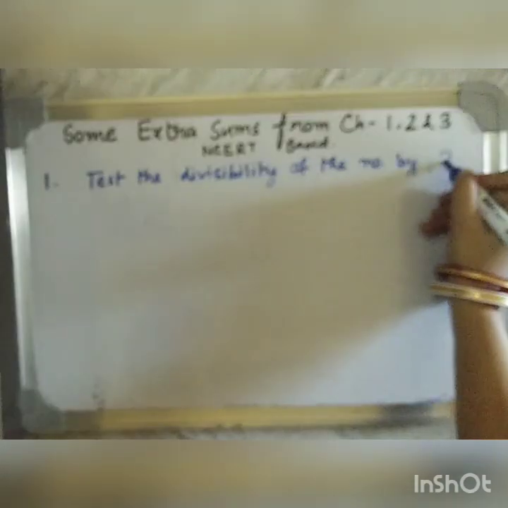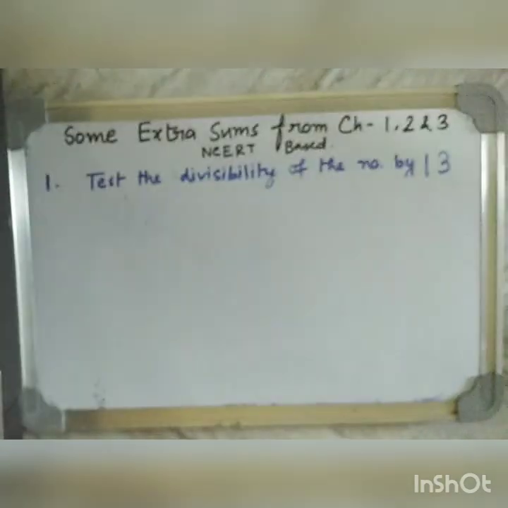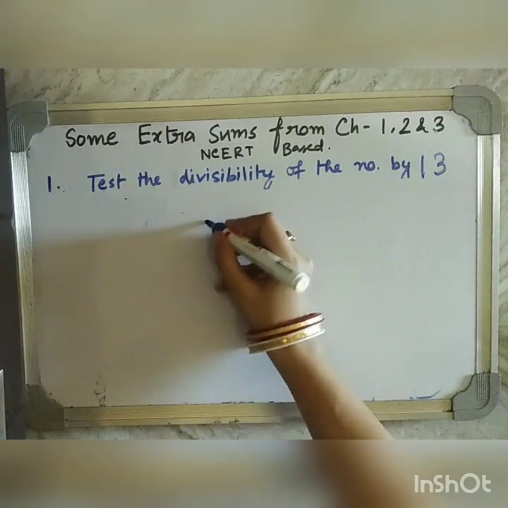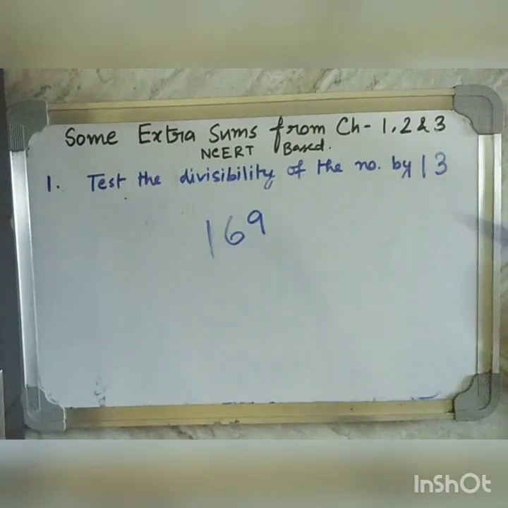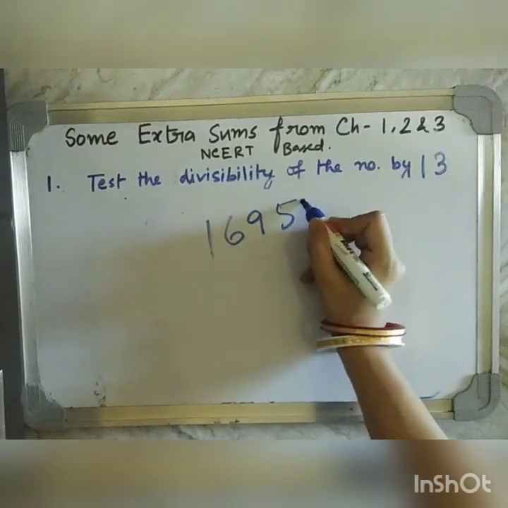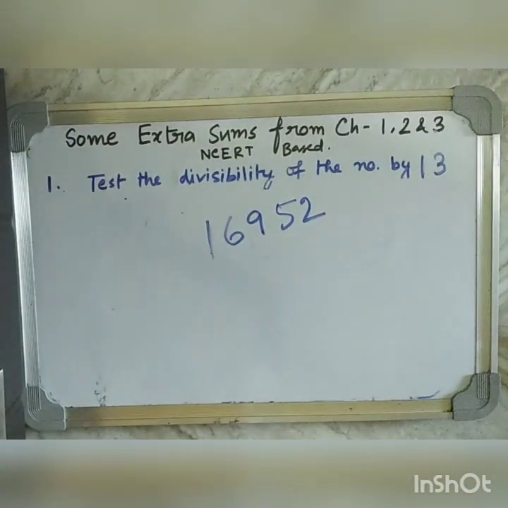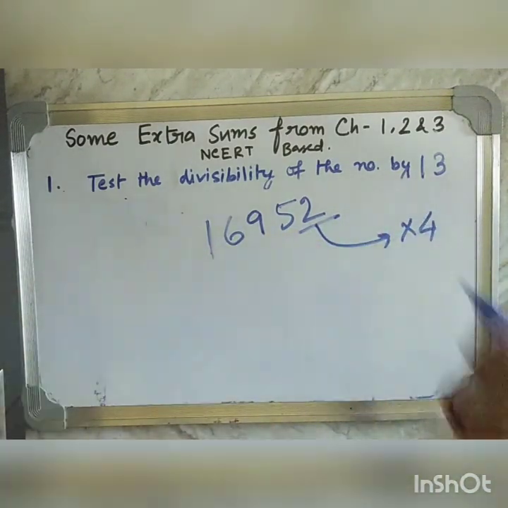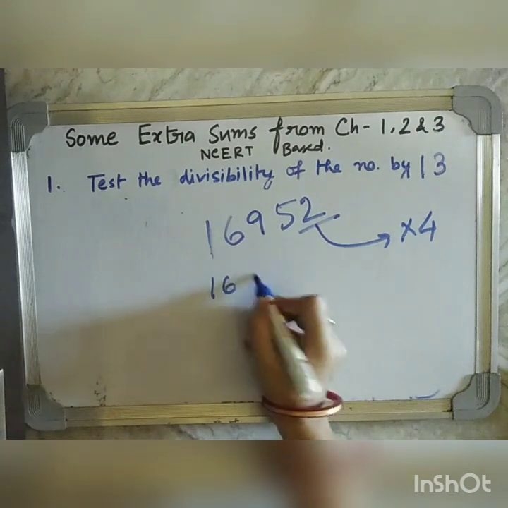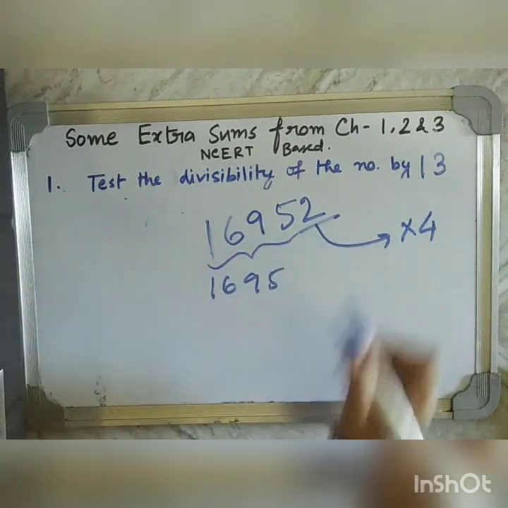Now we will check the divisibility of a number by 13. Suppose we are taking the divisibility of this number by 13. So what was the rule? As you have seen in my test of divisibility video, first step, this unit place digit will be multiplied by 4. Now the remaining digits are 1, 6, 9 and 5.